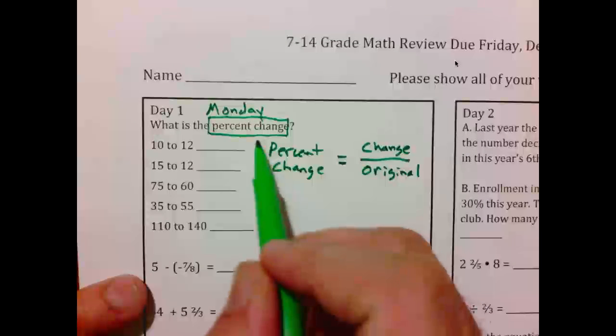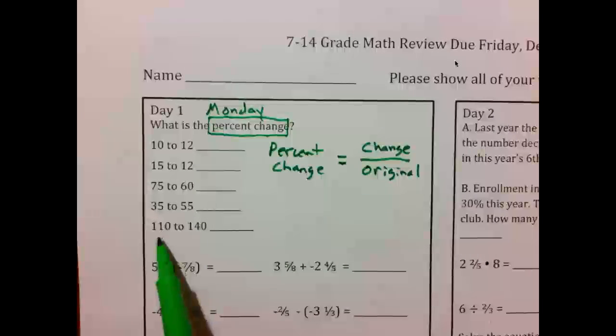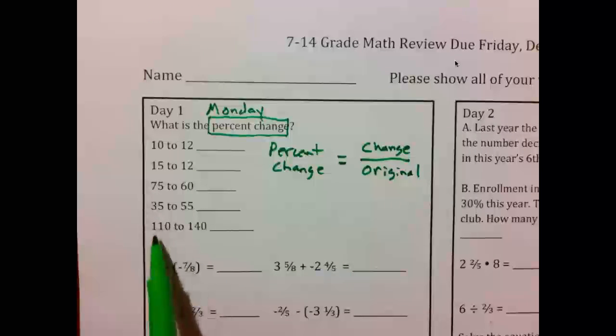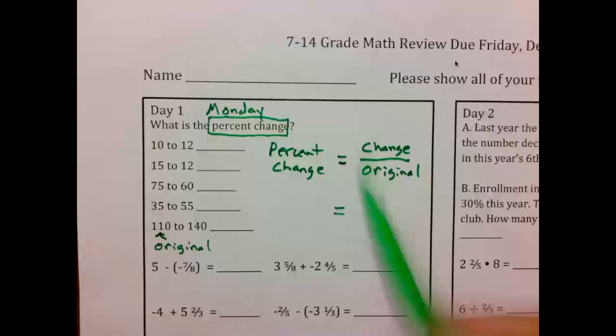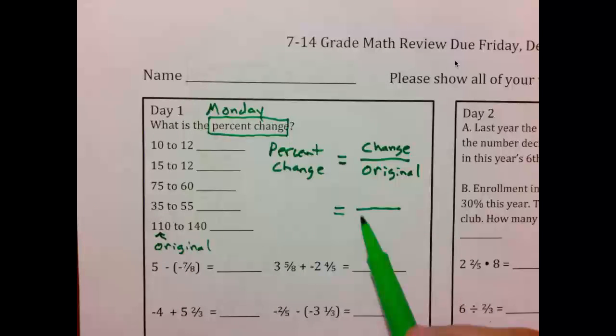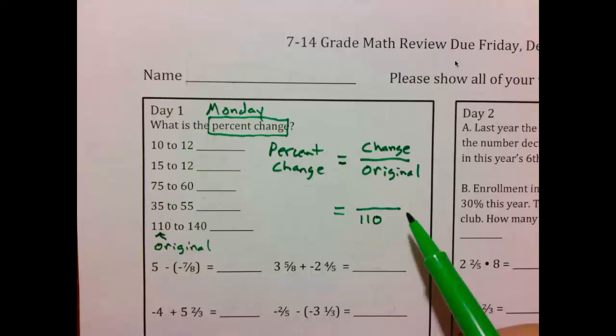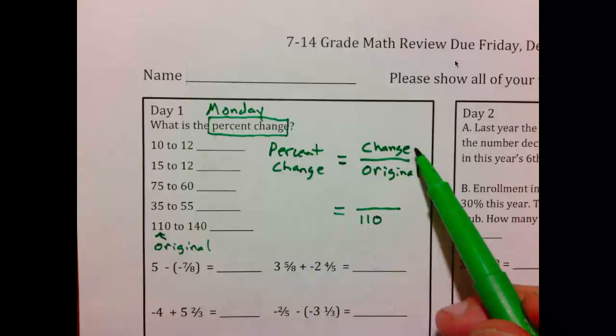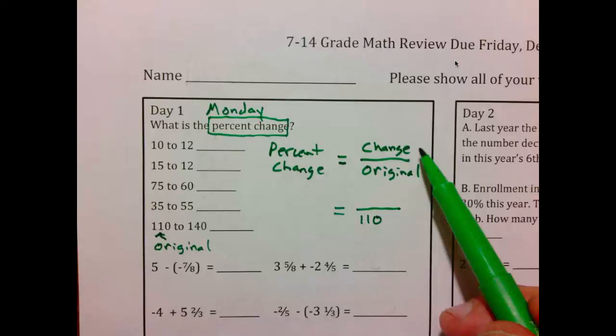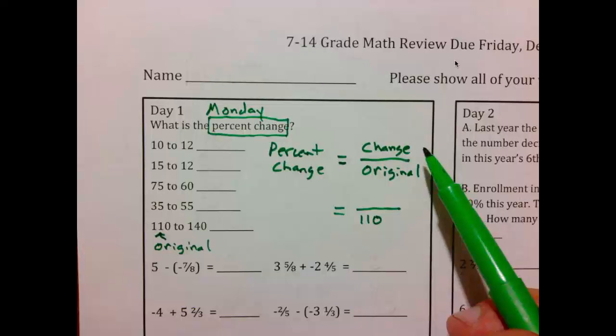Well, in the case from 110 to 140, the original amount is 110. Original meaning first. So rewriting our proportion here, the original amount is 110. The numerator will be the change. Well, change means subtract. If we go to the store, we have a $5 bill, we buy something that costs $3, our change is $2. The clerk performed a subtraction.